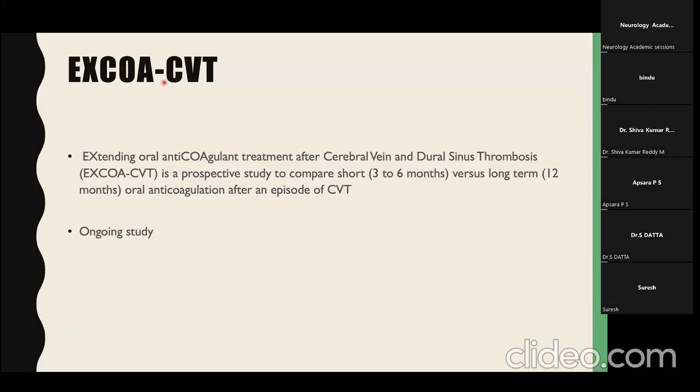This is the EXCOA-CVT trial, on extending oral anticoagulant treatment for cerebral vein and dural sinus thrombosis. It's a prospective study comparing short-duration and long-duration anticoagulation after an episode of CVT. It's an ongoing study, and results are yet to be published. Actually, this is the only study currently being done to determine the duration of anticoagulation, for which there is still no proper consensus.